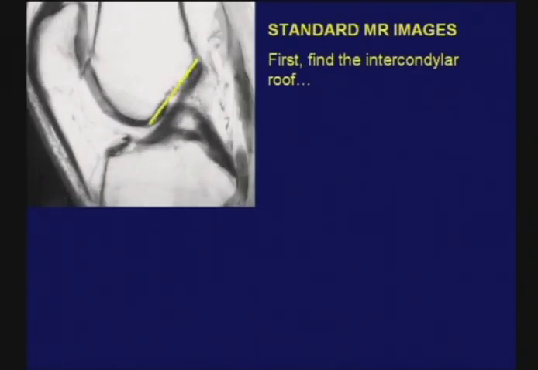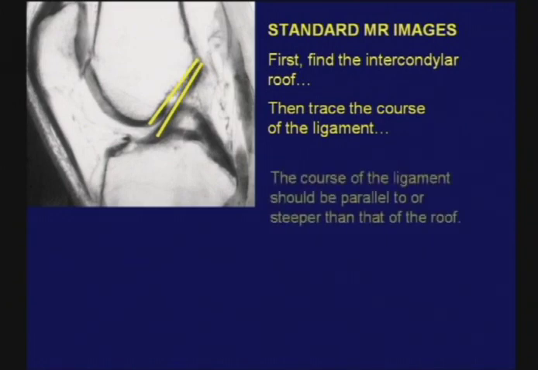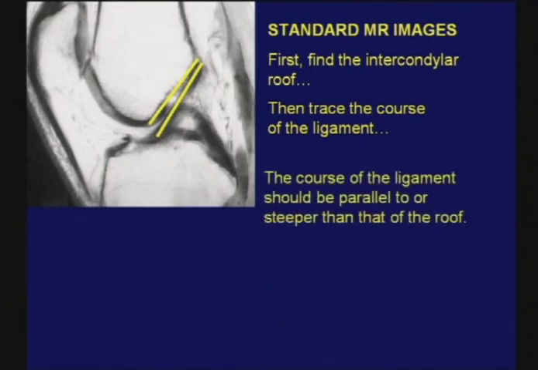I'll remind you how we quickly check the ligament. We do this routinely, not drawing the lines, but thinking of them mentally. The line of the intercondylar roof, trace the ligament. Again, they're either parallel or, in fact, the ligament line is somewhat steeper, not much steeper, but somewhat steeper than the alignment of the roof.